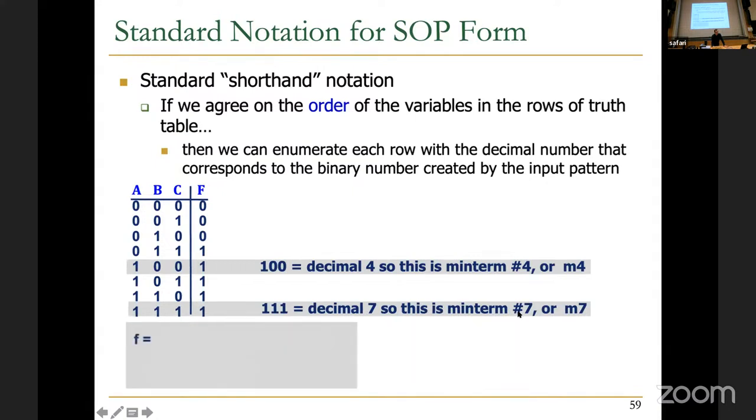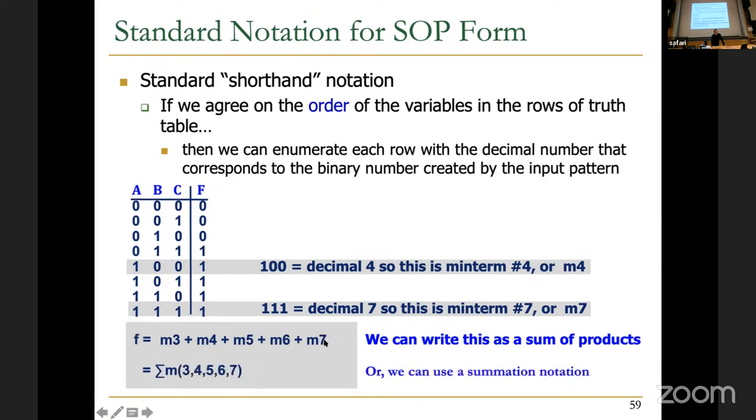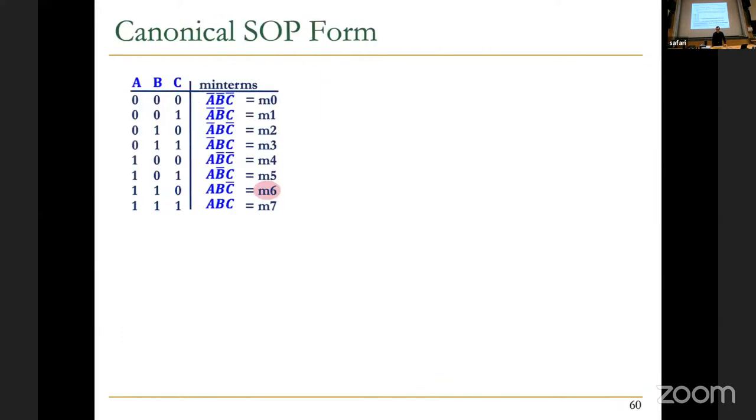Now we're becoming a little bit more rigorous. We can express this function as a sum of products of minterm 3 plus minterm 4 plus minterm 5 plus minterm 6 plus minterm 7. Or you can use a summation notation. So this is a function now. If somebody gives you the sum of products form, you can generate the truth table at top. It basically says minterms 3, 4, 5, 6, 7 are part of the sum of products. Makes sense, right?